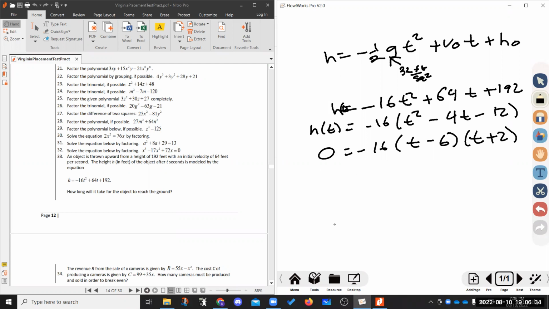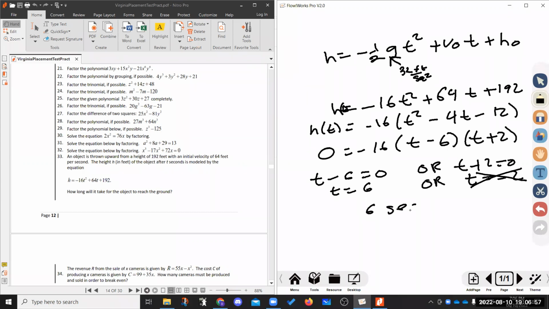We want to find out when it hits the ground, where the height is 0. So that's not going to be because negative 16 is 0. That's going to happen because t minus 6 equals 0, or because t plus 2 is equal to 0. So t is either equal to 6 or t is equal to negative 2. Time can't be negative though, so we're looking at an answer of 6 seconds after release is when it's going to hit the ground.